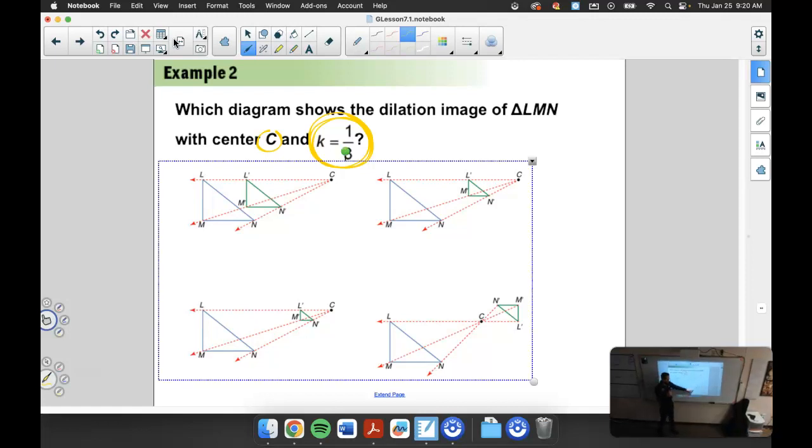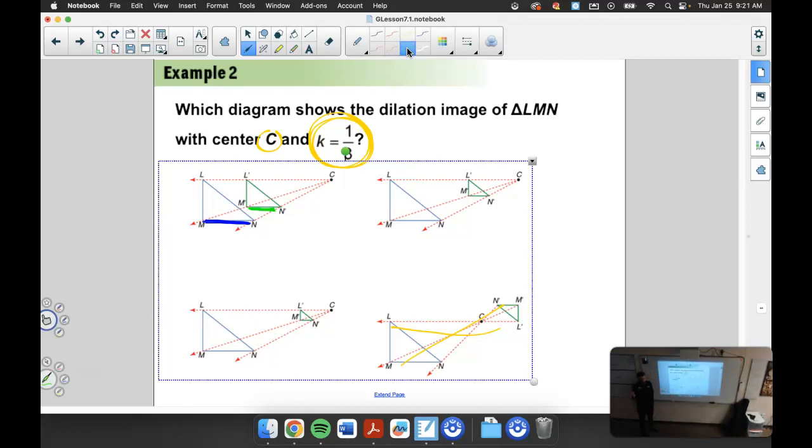And then this one is a negative. So I know this one's out. Okay. How do I know it's a negative? Because it's flipped and it's on the other side of my point of dilation, right? So it's one of these. So this is how we figure this out. You can do one of two things. You can measure this distance and make sure that this guy is 1/3 of that.